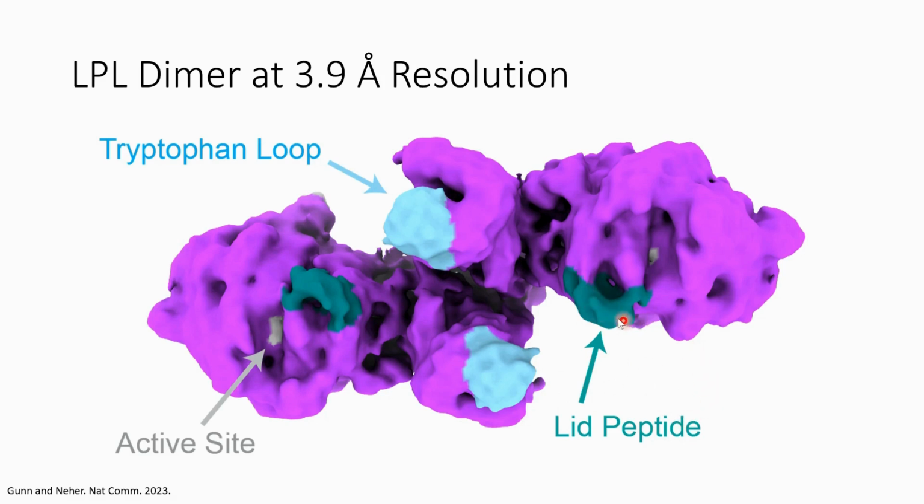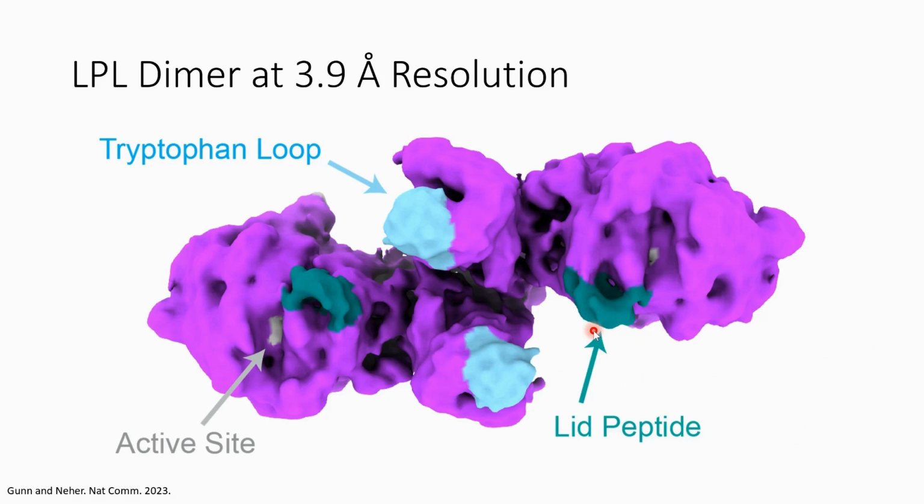And so essentially, the lid peptide is the peptide that covers the active site. And again, the active site is in gray. And so in a closed version of the protein that is inactive, you would expect the lid peptide to be situated over the active site, since it's going to gate entrance into the active site. However, in this case, you can see that the lid peptide has slid to the side of the active site, revealing that the protein has undergone interfacial activation.